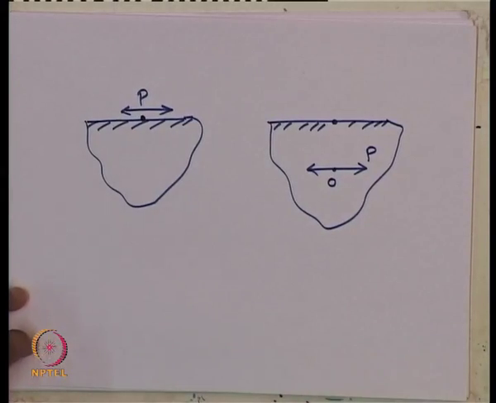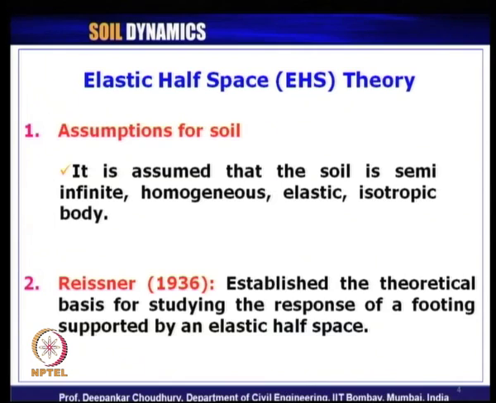So, how Lysmer had modified this, that is using the concept of dynamic Boussinesq problem. Lysmer established the theoretical basis for studying the response of a footing supported by an elastic half space. So, what was the model considered by Lysmer? Let me draw that.